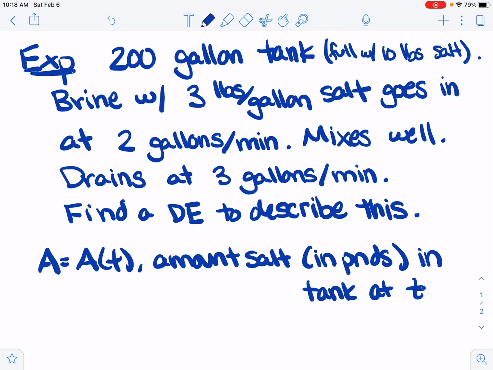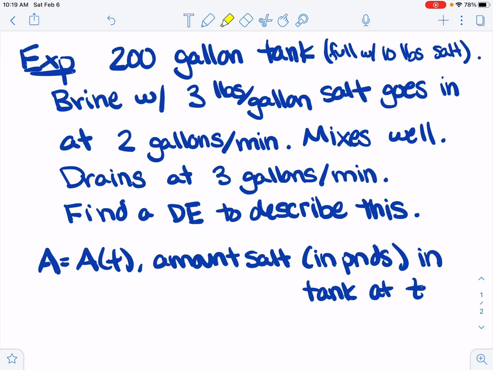All right, so here's a second mixing problem. And what makes this different than the problem we did last time is that the rate of fluid coming in, 2 gallons per minute, is different than the rate coming out, 3 gallons per minute. So that's going to change things slightly from what we did before, but our approach is the same.